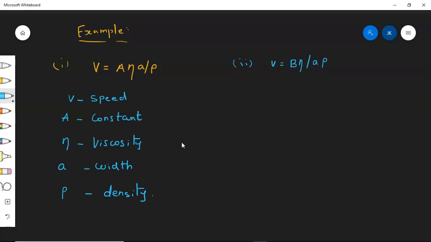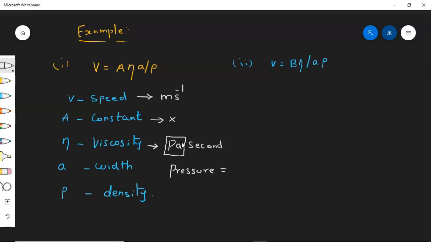What is homogeneous? As I said before, the unit in the left hand side should be equal to the unit in the right hand side. If it is not equal, it is inhomogeneous. If it is equal, it is called homogeneous. So first we resolve the units of these quantities. And first, this constant does not have any unit, so we can neglect it. And the unit of speed is meter per second. Viscosity, the unit of viscosity is Pascal second. What is Pascal? It is the unit of pressure.